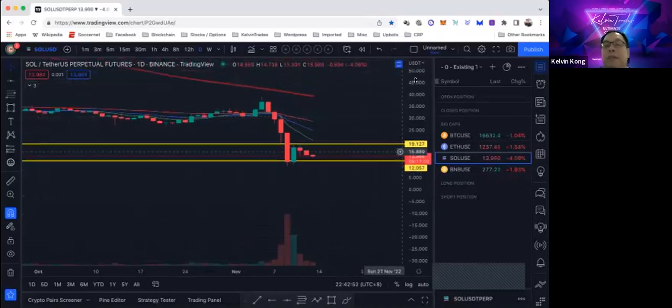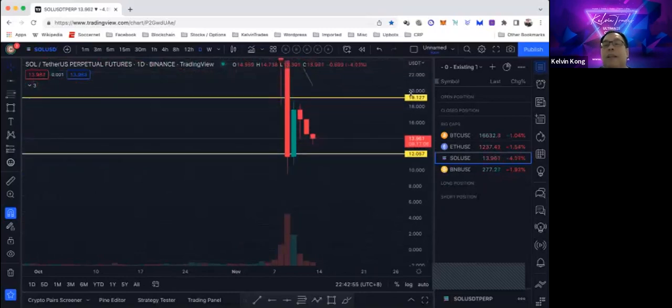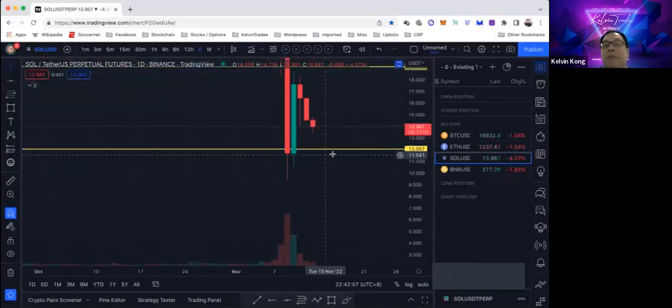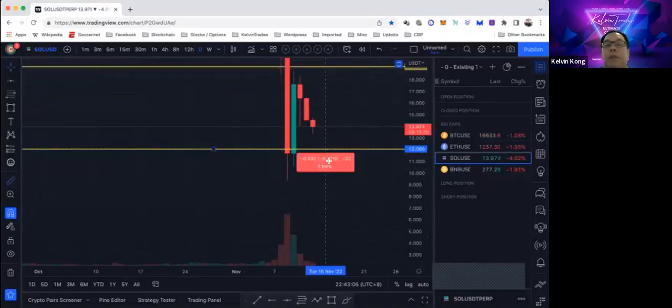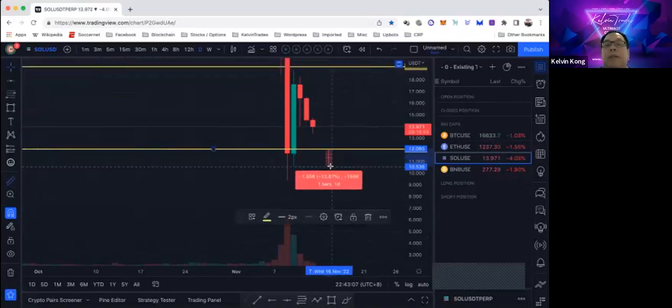Or have a stop loss, maybe 5 or 10%. Or put your stop loss here. You know? Put your stop loss here. Okay. You lose $12,000. Okay, because it's 12%.